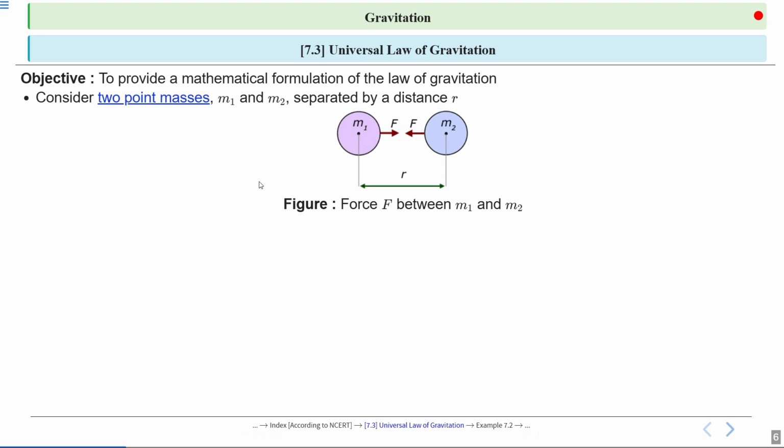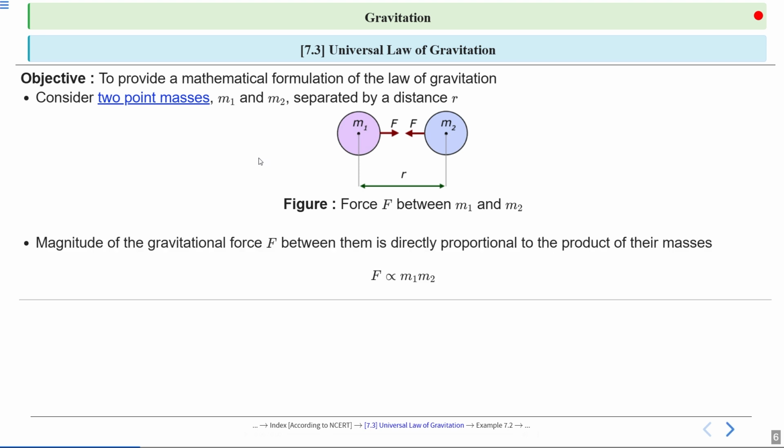So consider 2-point masses m1 and m2 separated by a distance r. Look at here. Two masses m1 and m2, and the distance between them is small r. The important point here is this: we will measure the distance from center to center of the bodies.